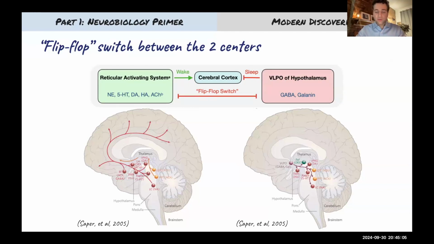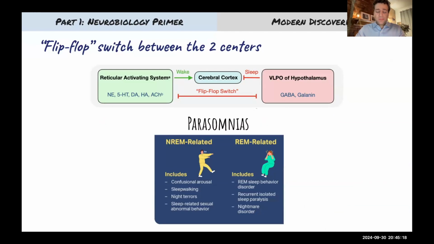Interestingly, there is a unique feature. They antagonize one another to create a flip-flop switch, meaning that as one is active, the other is off. So the brain is either in a state of full sleep or wakefulness. When this flip-flop switch is dysfunctional, that could give rise, it is theorized, to parasomnias, which are characterized by a state of neither full sleep nor wakefulness, a sort of mixed in-between state.